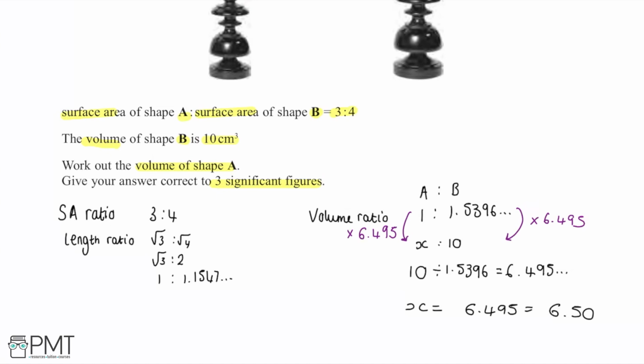Now the marks here, the first mark is awarded for the method to find the ratio between the lengths. So here. The second mark is for finding the ratio between the volumes. And then the third mark is for the correct final answer of 6.50, or an answer in the range of 6.49 to 6.53, just depending on how the answers have been manipulated and rounded throughout the question. It might just give a slight fluctuation in possible answers at the end there.